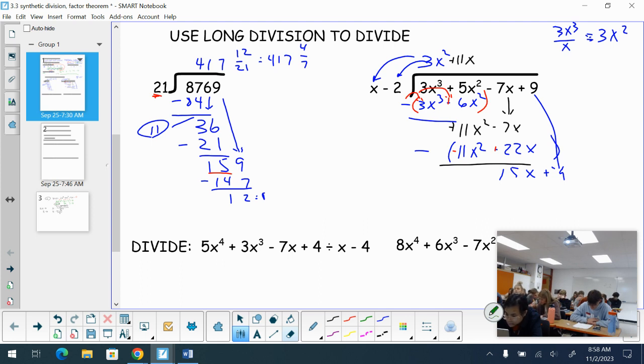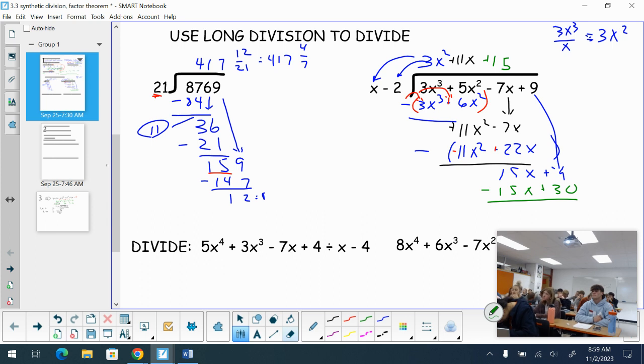How many times does x go into 15x? 15 times. So we have 15 times x, which is 15x, and 15 times negative 2, which is negative 30. Make sure we subtract, which changes both of these signs.